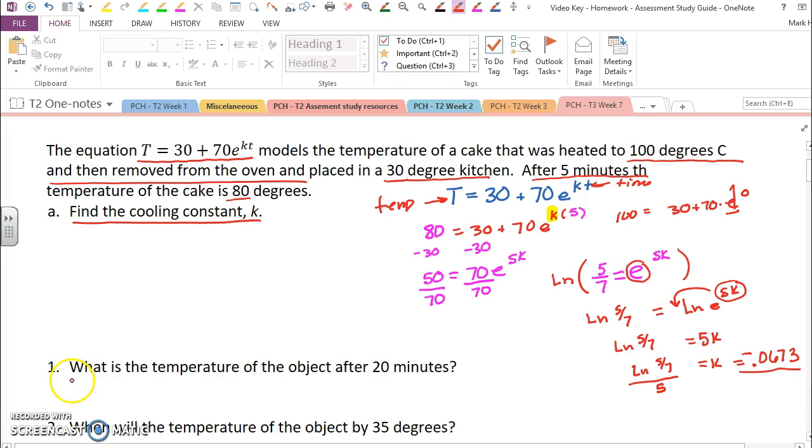So now we'll attempt to answer number 1. What is the temperature of the object after 20 minutes? Well, we know temperature will equal 30 plus 70 e to the K t, but now I know K. It's this negative 0.0673 times 20. I can plug this in my calculator, or I can do it in the graph, because we might need the graph later. So I'm going to pause and show you how to do that.